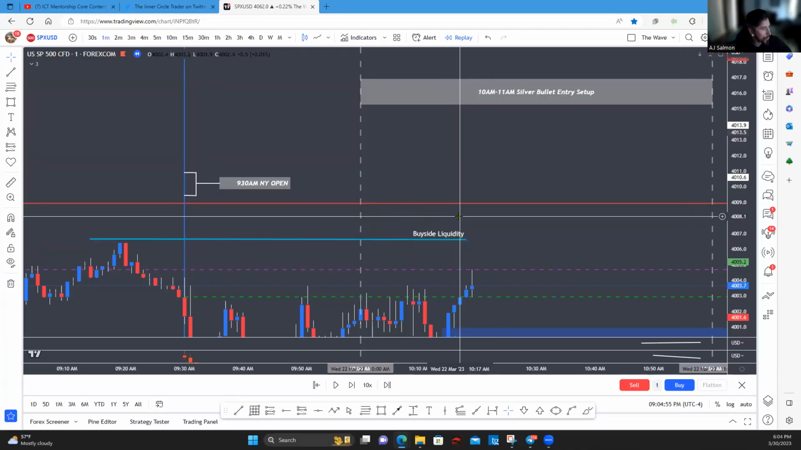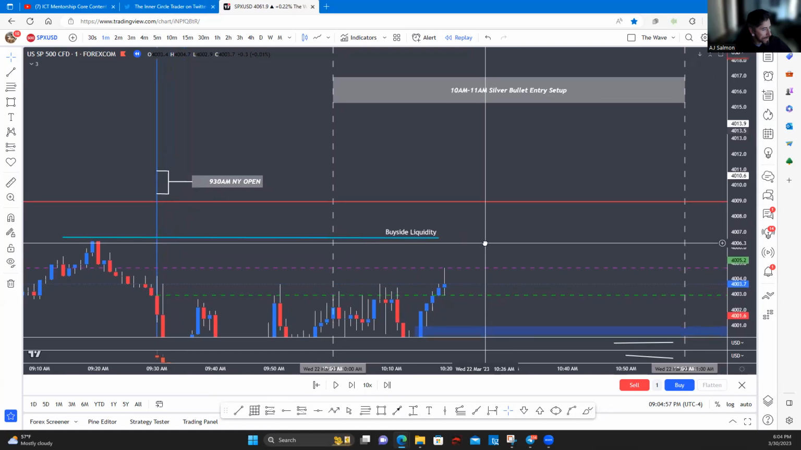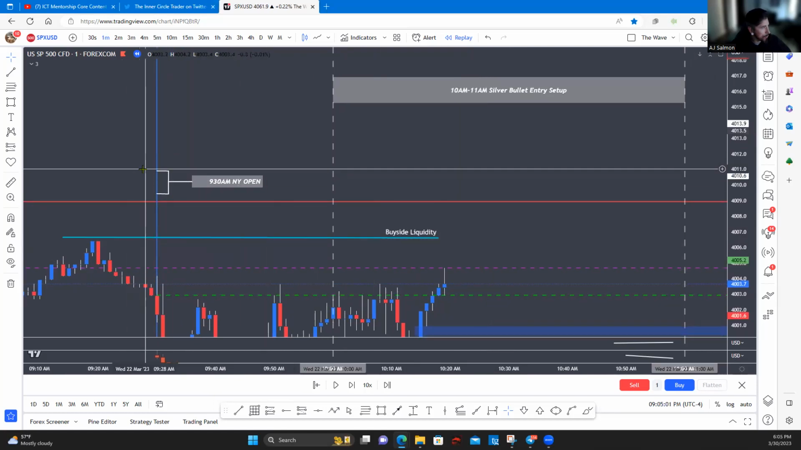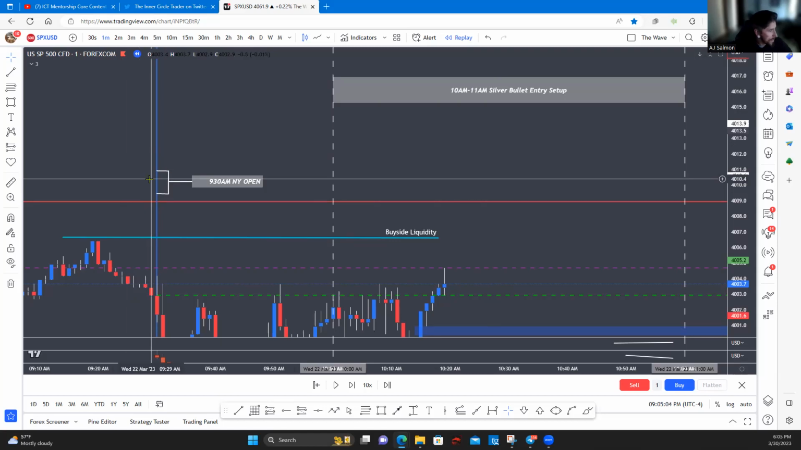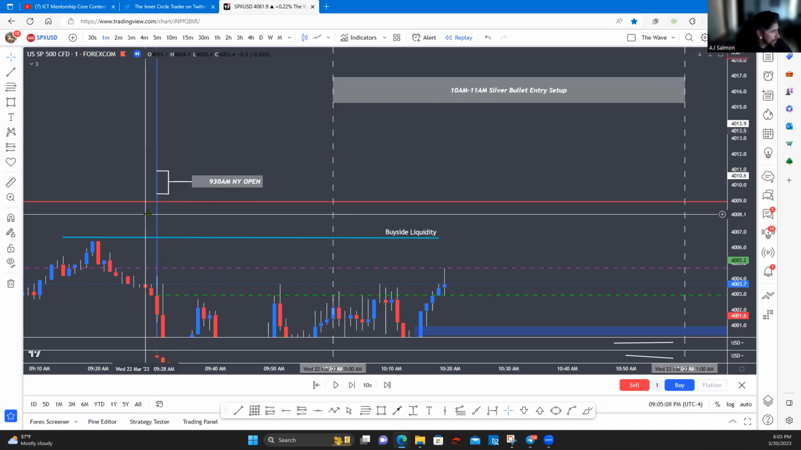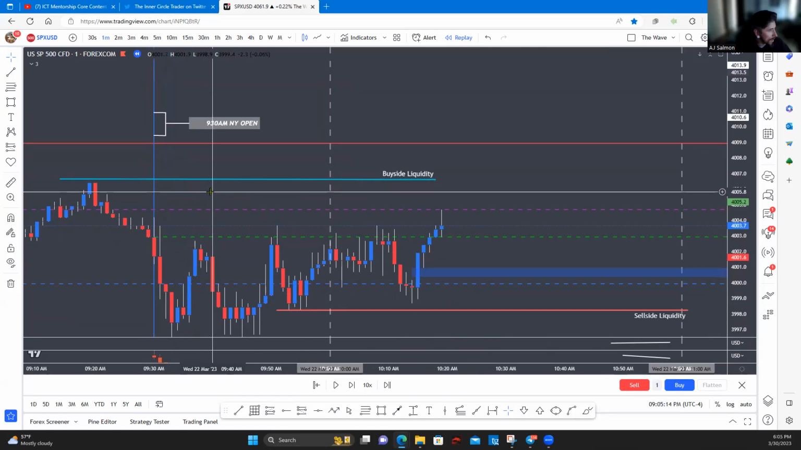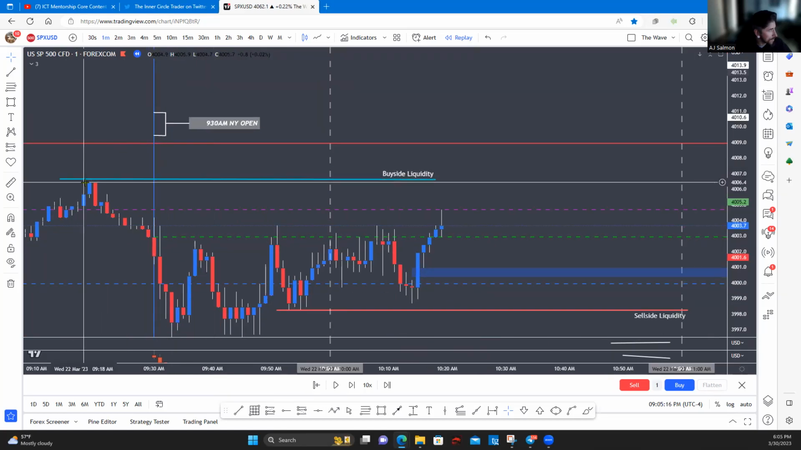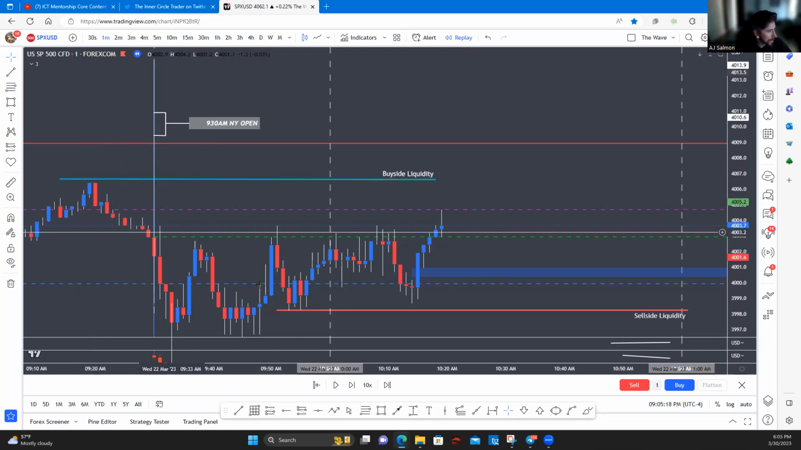All right, guys, so I'm going to do a quick rundown of this backtesting of this Silver Bullet entry method. So we have S&P last Wednesday, New York session. This blue line is your 9:30 New York open. The last swing high was this big push up here. So this is your buy side.